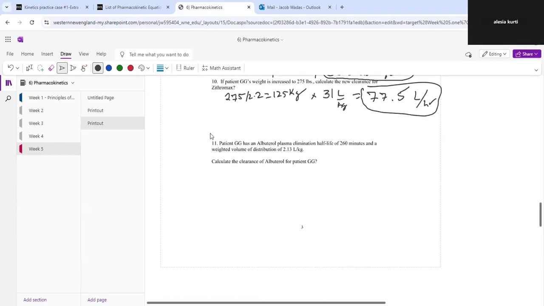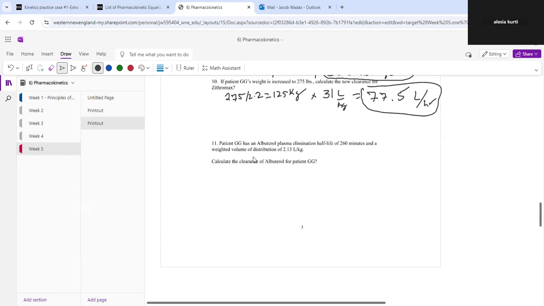So number 11 is basically what we did before too. So you guys can figure out that one too, if we taught it well. Pay attention to the units. You can solve it either way.